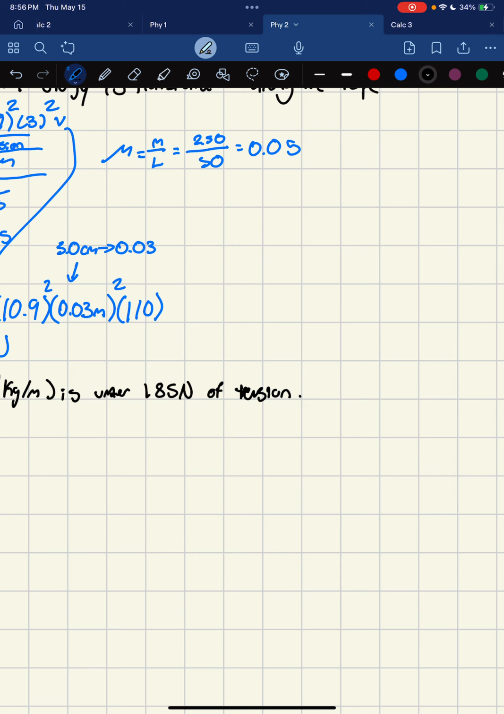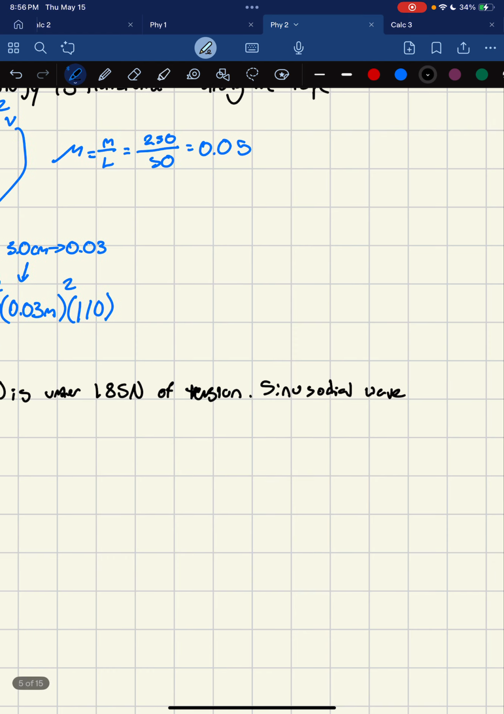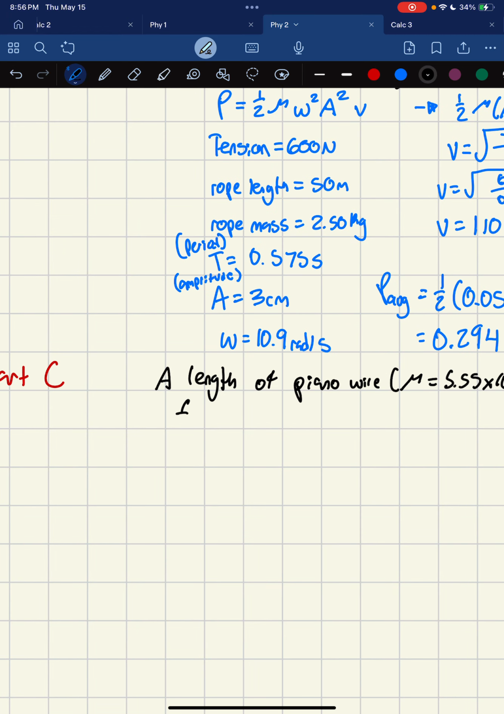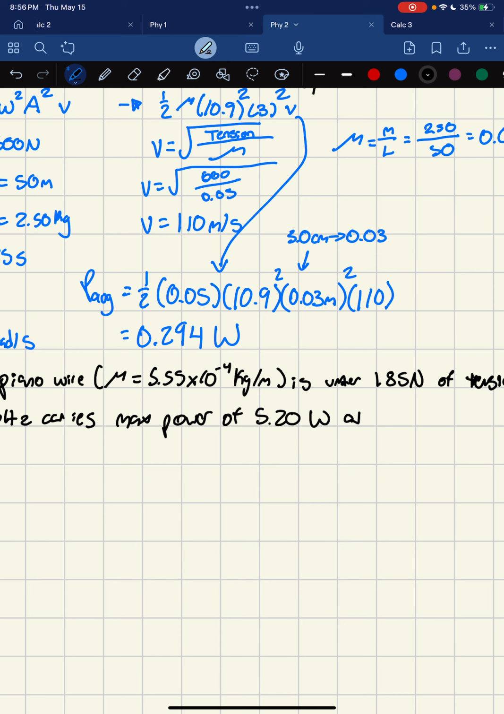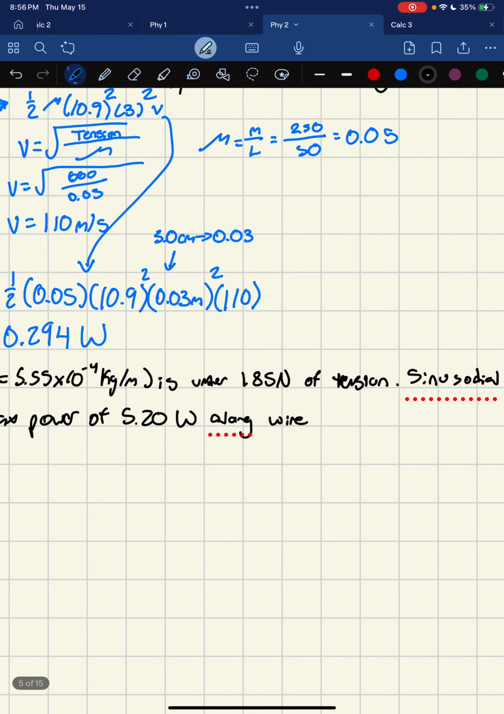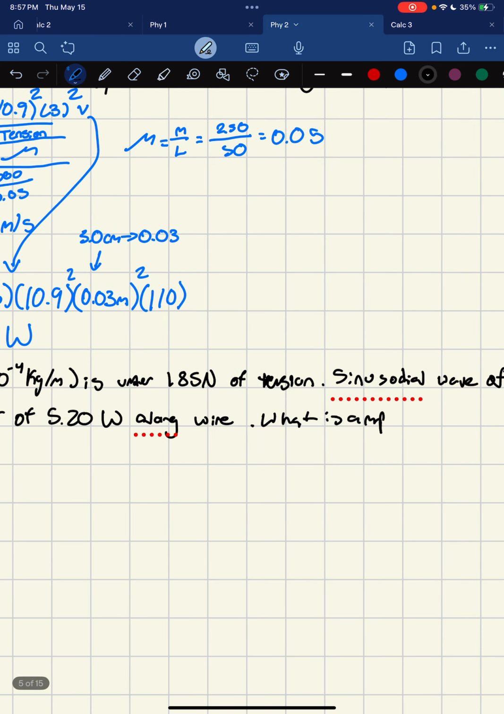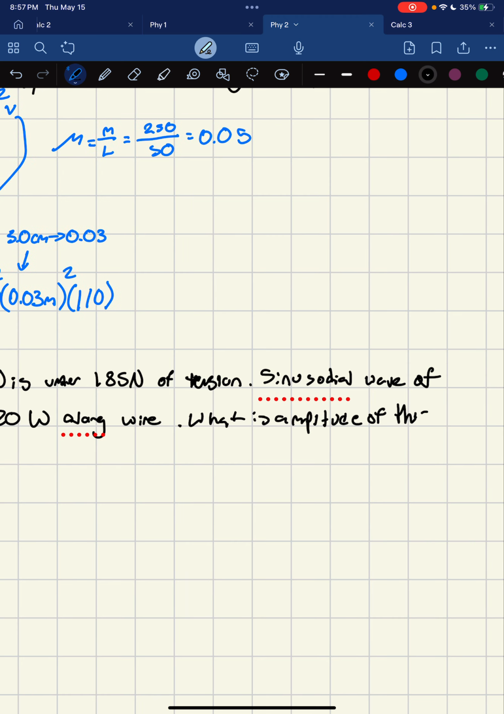I don't know why I'm saying work, it's watts. So, a sinusoidal wave of frequency 256 hertz carries a max power of 5.20 watts along a wire. What is the amplitude of this wave?